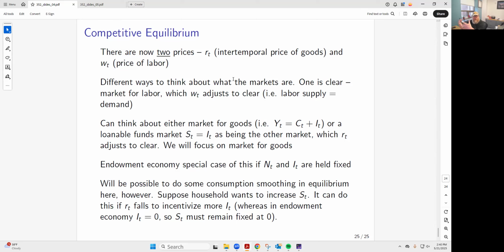And the key equilibrium condition that is going to arise from the competitive equilibrium in the neoclassical model is going to be savings is equal to investment. So again, that's something that we're going to carry with us through the remainder of the semester.